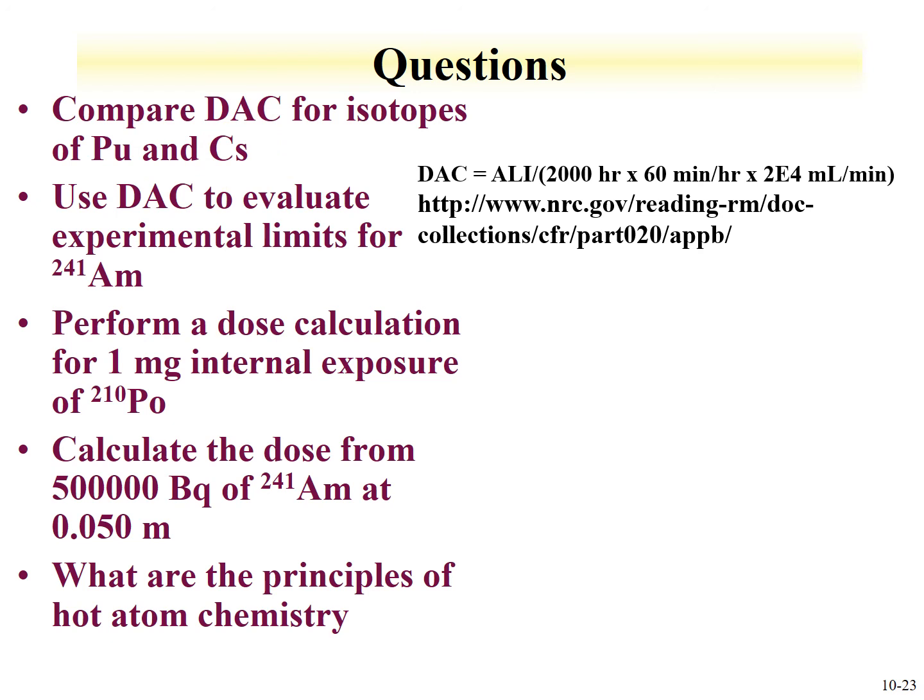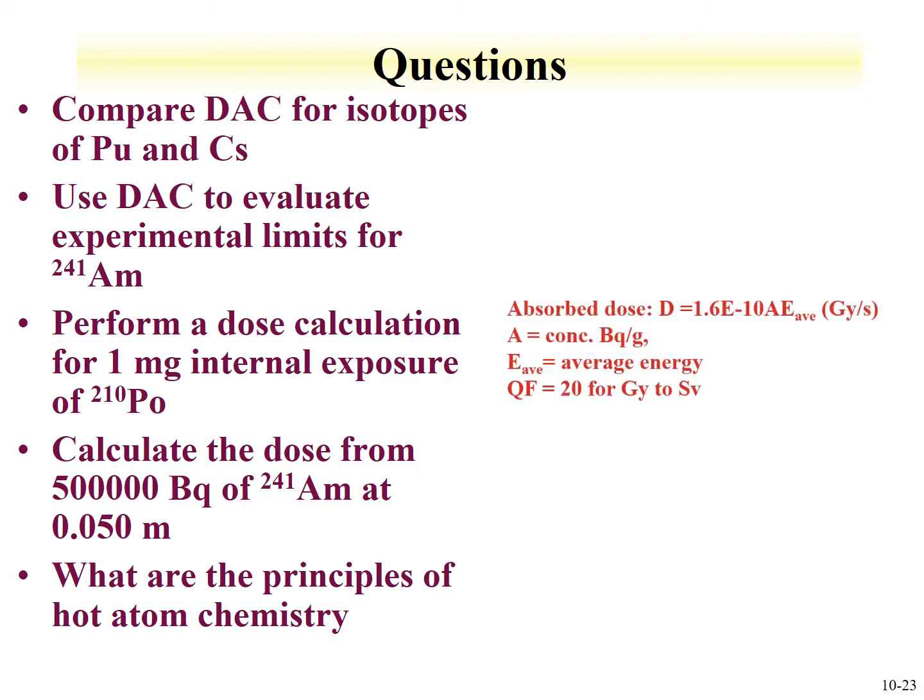You can also use the derived air concentration to evaluate experimental limits for americium-241 as an example. Since from the derived air concentration, you can get the annual limit on intake, and the experimental level that one is allowed to work with, 1, 2, 3, or 4 as an example that we used for the radiochemistry laboratory, is based upon the ALIs.